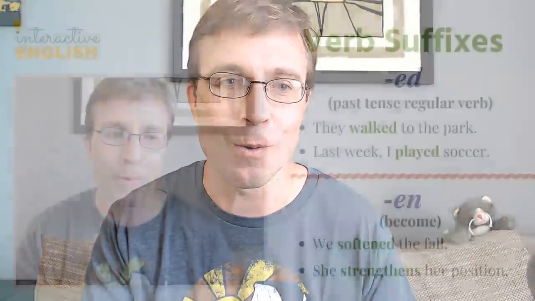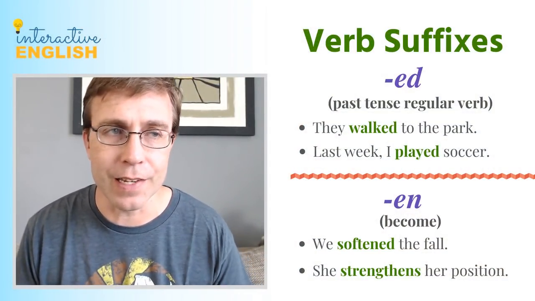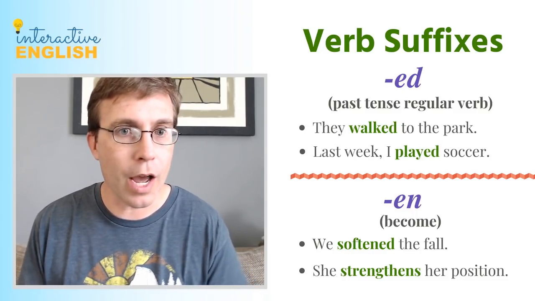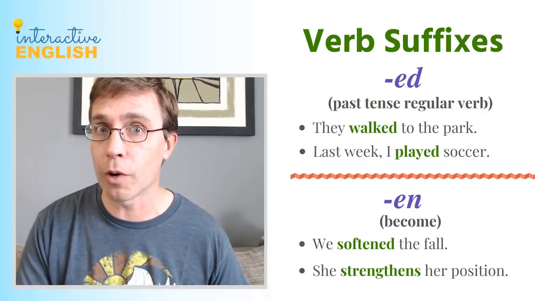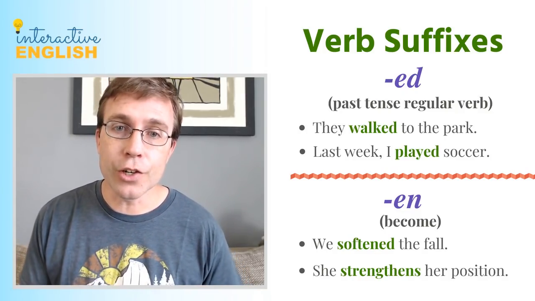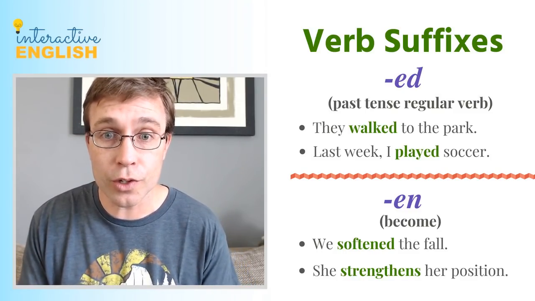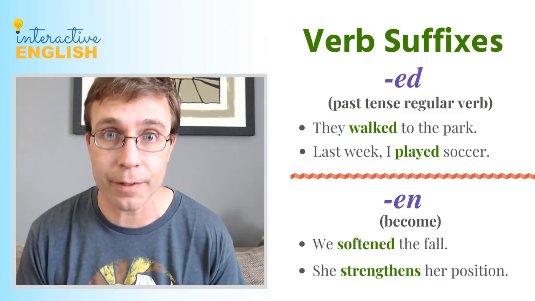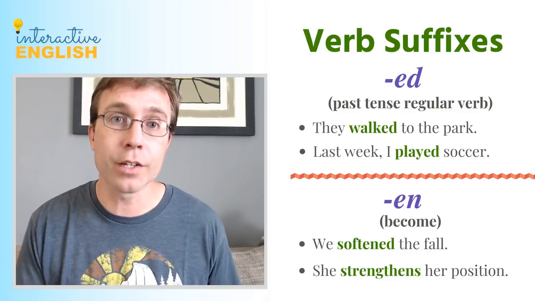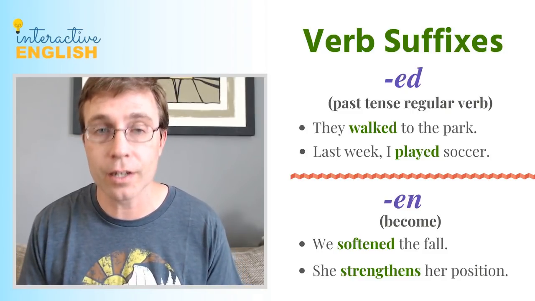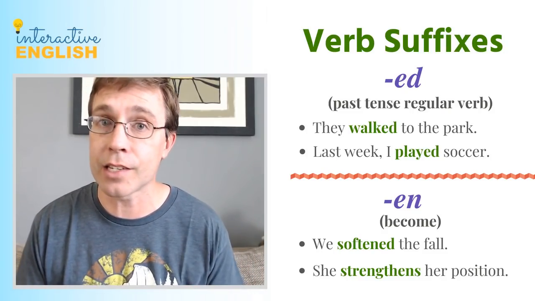Now let's look at some to create verbs. And then once we're done with that, we are going to practice what we've learned. So, some verb suffixes. I think some of these are going to be a little easier, because when you're studying grammar, I think you've seen these before, like this first one. For example, the ED. It's used with past tense regular verbs. The ED is used to create the past tense, but it is still a suffix. So, for example, they walked to the park, talking about the past. Last week, I played soccer, talking about the past. The ED, it's still a suffix.